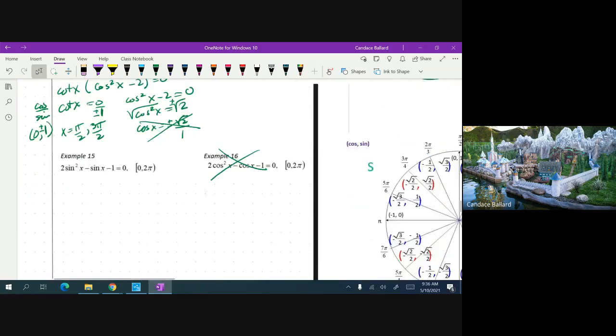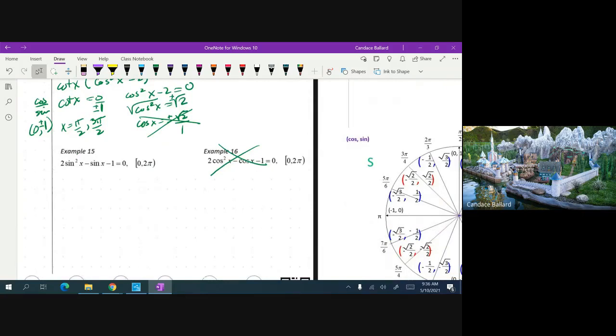Okay, let's take a look at this one. So I want to know, does this look sort of like this?